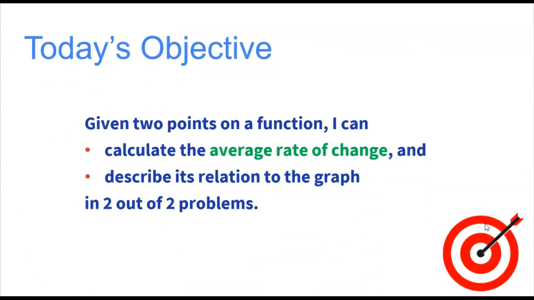So that covers everything for today. Given 2 points on a function, I can calculate the average rate of change and describe its relation to the graph. Remember, the average rate of change is the slope between the 2 points, and its relation is the slope of the secant line between those 2 points.